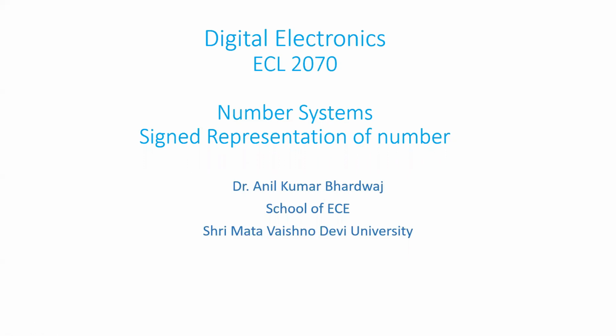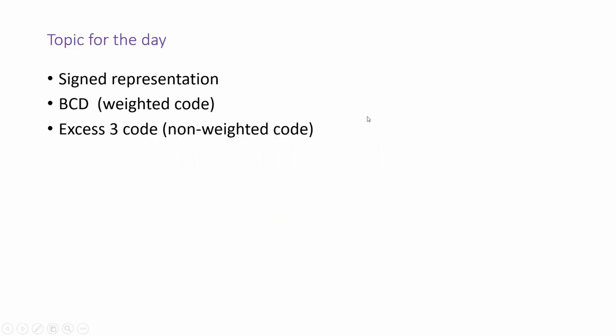Okay, so in today's class, we will be having a discussion on these topics, and if time is there, we can go beyond that also. So the first topic we are going to discuss today is signed representation of a number. What is the necessity of that? Then binary coded decimal. One more code is there. Then XS3 code, non-weighted code is there. So this is weighted code, this is non-weighted code. So we will be discussing about them in today's class.